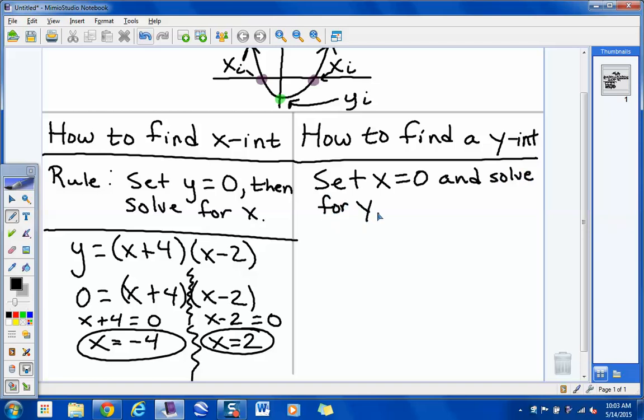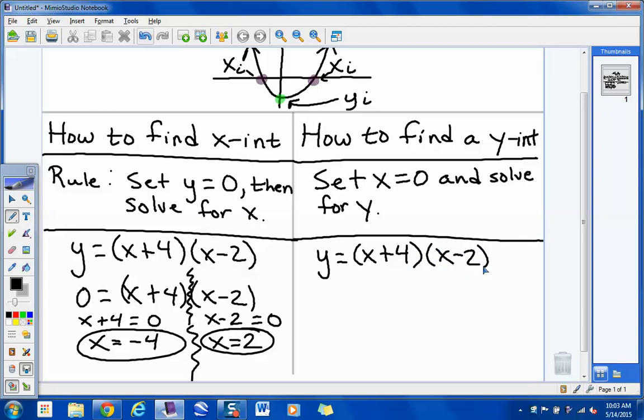Okay, let's try it. The original function that we're graphing right now, y equals, it was x plus 4 times x plus 2. Is that correct, guys? No, x minus 2, right? Do I have that correct, Mrs. Miller? Yes. Okay.